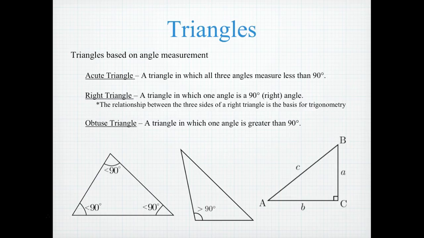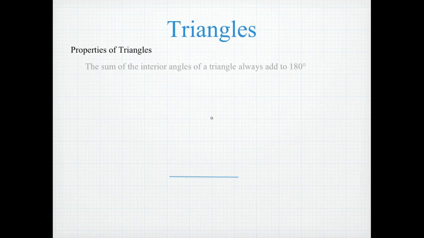So we have an acute triangle, where all of our angles are less than 90 degrees. A right triangle, where one of the angles measures exactly 90 degrees, and an obtuse triangle, where one of the angles is greater than 90 degrees. Next, we're going to discuss the properties of triangles.